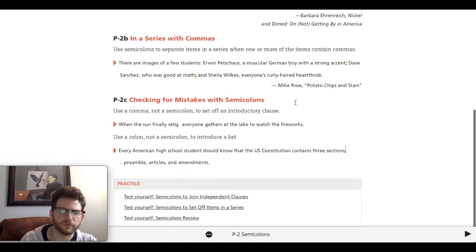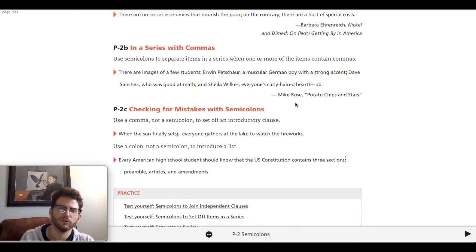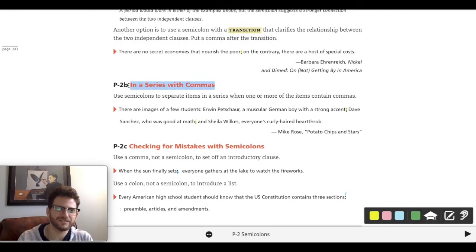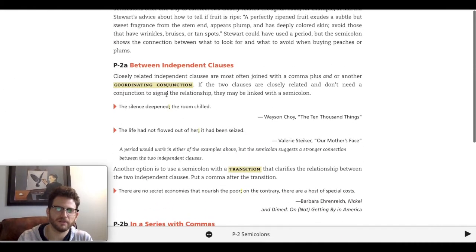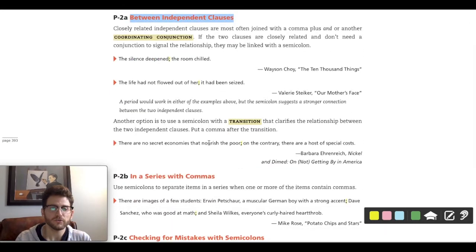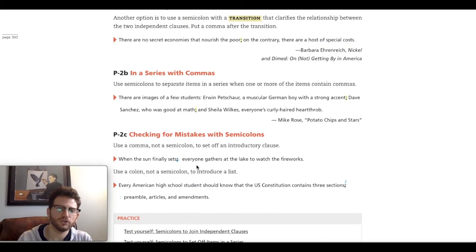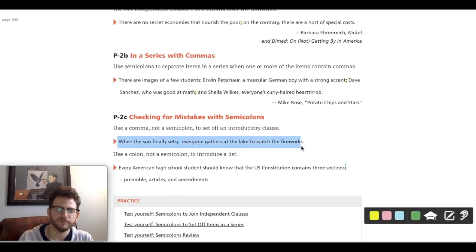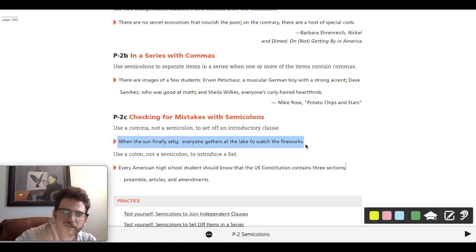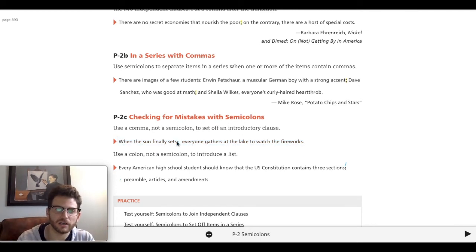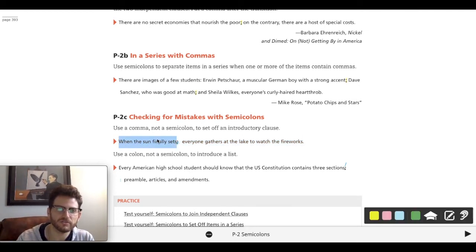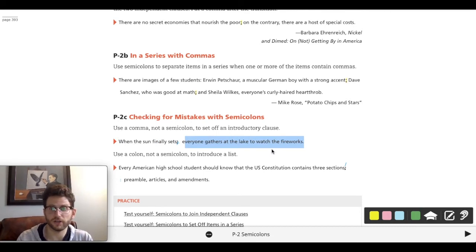Just a couple reminders from the book. When you're looking for semicolon mistakes, remember, the general rule is either this list 5% of the time or 95% of the time when you're connecting two independent clauses. So if you ever find yourself using a semicolon, like here, to connect a dependent clause to an independent clause, that's what I've got here. When the sun sets, that's a dependent clause. Everyone gathers at the lake to watch the fireworks. This is an independent clause. I've got dependent connected to independent. That is not a use case for a semicolon. That is a use case for a comma.